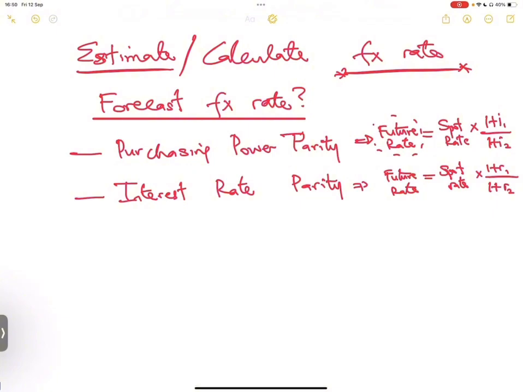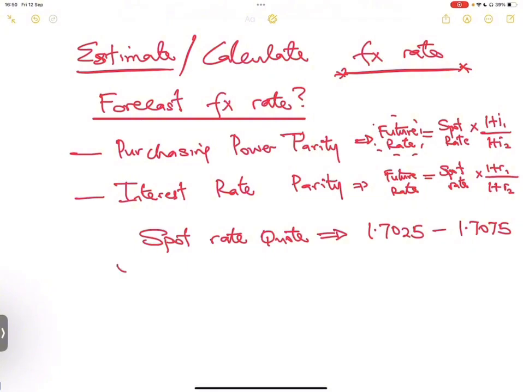So let me give you a quick warm up. Let's say you have a spot quote of 1.7025 to 1.7075. And you have cash flows for year one, year two, and year three. Let's say this is dollar to pounds.